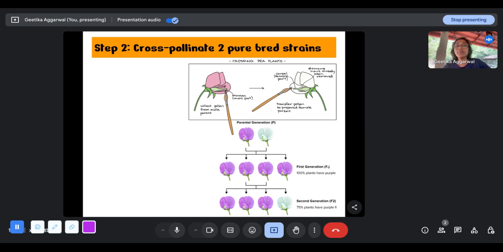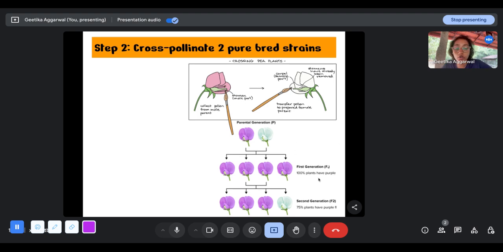What was expected at that time was something called blending inheritance, in which they always thought that if a tall and a short parent mate and have progeny, then the progeny will be medium height. So he thought that if a purple and a white flower were mated, he would get some light purple flowers. But that is not what he saw. In the first generation, all the flowers were entirely purple. This is called the first filial generation, or the F1 generation.